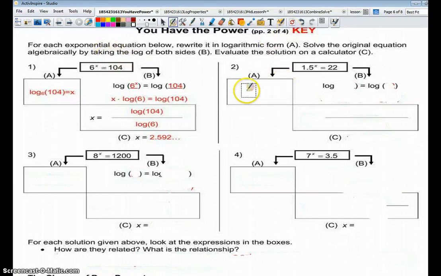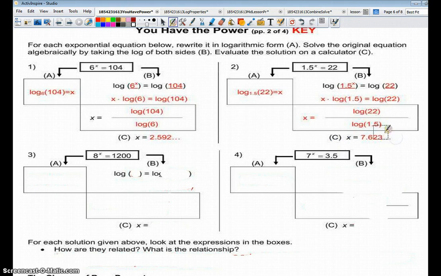Okay, now let's do the same thing for the second one. So first thing I need to do, A, is solve the original equation algebraically by taking the log of both sides. So that's going to give me log base 1.5 of 22 equals x. Well, then I'm going to rewrite it so that I have a log on both sides. So what do I get there? I'll have the log of 1.5 to the x equals the log of 22. And then I'm going to bring my x to the front, and then I'm going to divide by 1.5. And that'll give me 7.623.